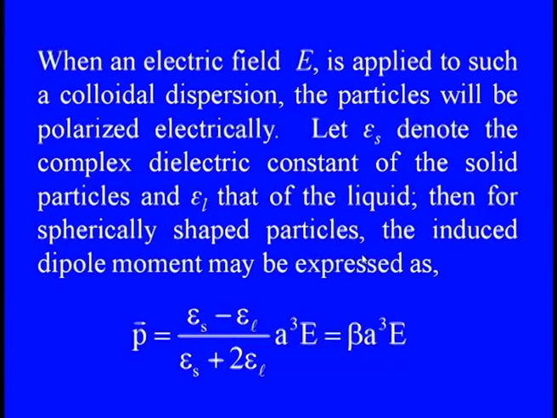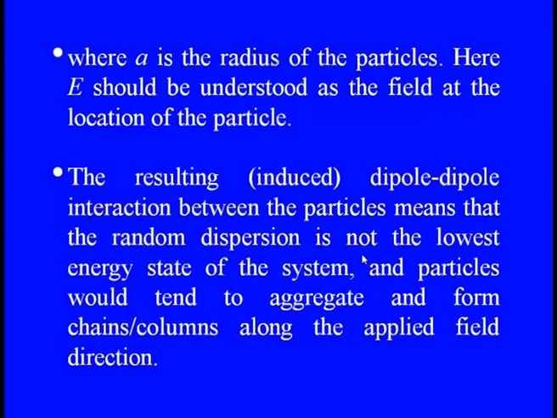Or else we can simply put the constant epsilon S minus epsilon L divided by epsilon S plus 2 epsilon L, which is absolutely a constant term because it is an inherent property of the fluid inside the entire system. Keeping this constant as beta, we write beta times A cubed E, where E is the applied electrical field and A is the radius of the particle.